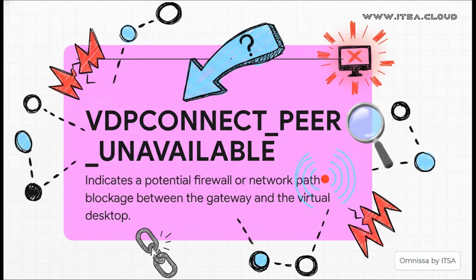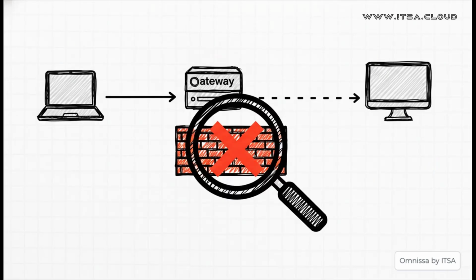And just like that, we find our first real piece of evidence. A user reports seeing this exact error code. Peer unavailable. Now, this is not just some random message. This is a massive clue, and it's pointing us in a very, very specific direction. This error code, it's basically pointing a giant flashing arrow at our prime suspect, the network.